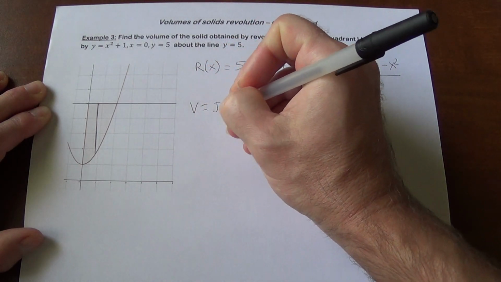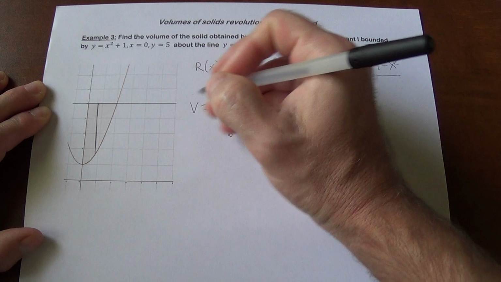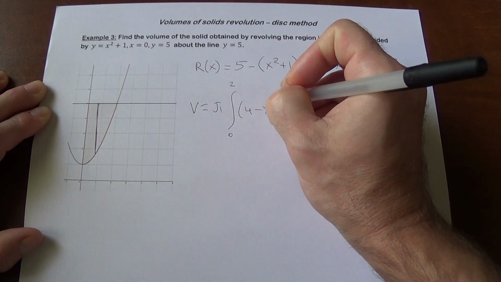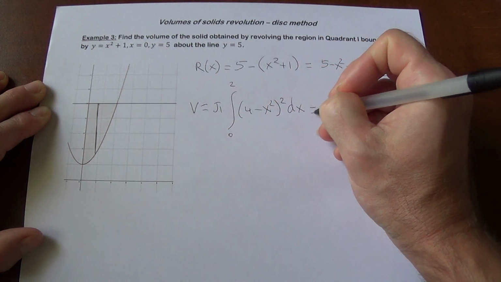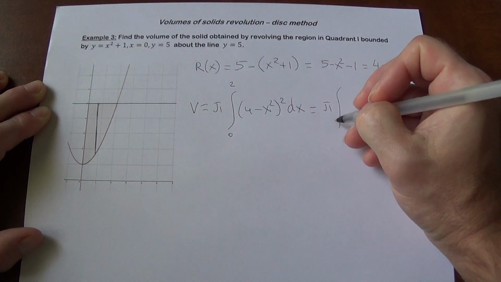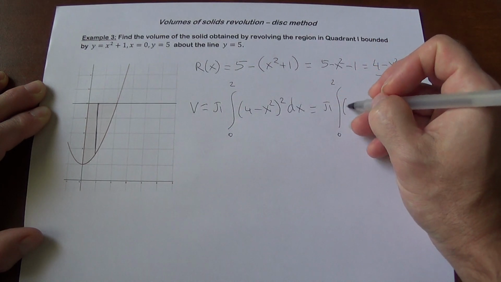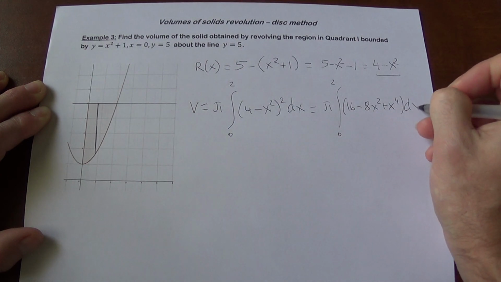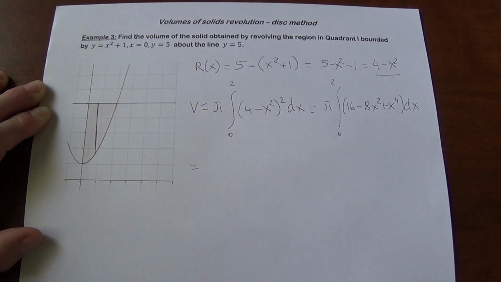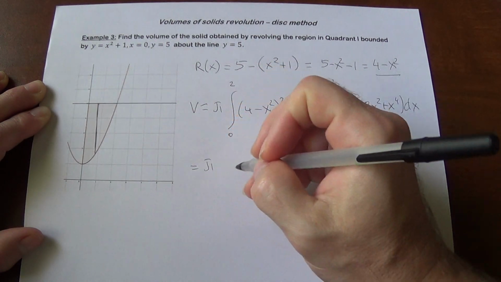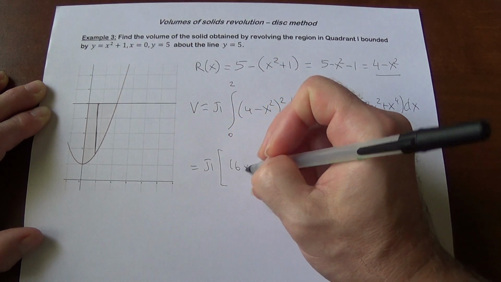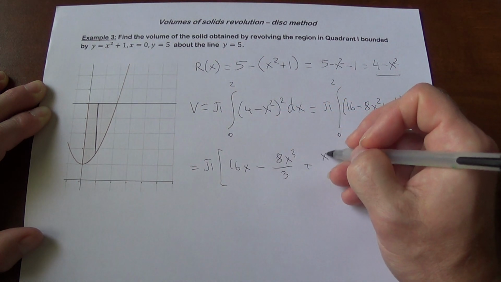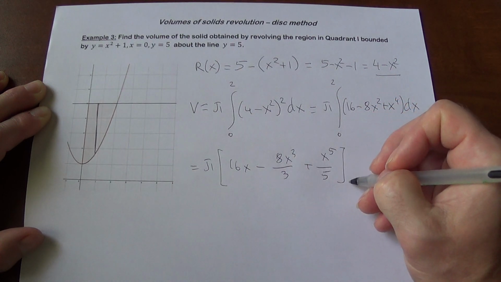So the volume is going to be pi times the integral, going from 0 to 2, of (4 minus x squared) squared dx. Expand: pi times the integral from 0 to 2 of 16 minus 8x squared plus x to the 4th dx. Now we can find the antiderivative. Pi times 16x minus 8x cubed over 3 plus x to the 5th over 5 from 0 to 2.